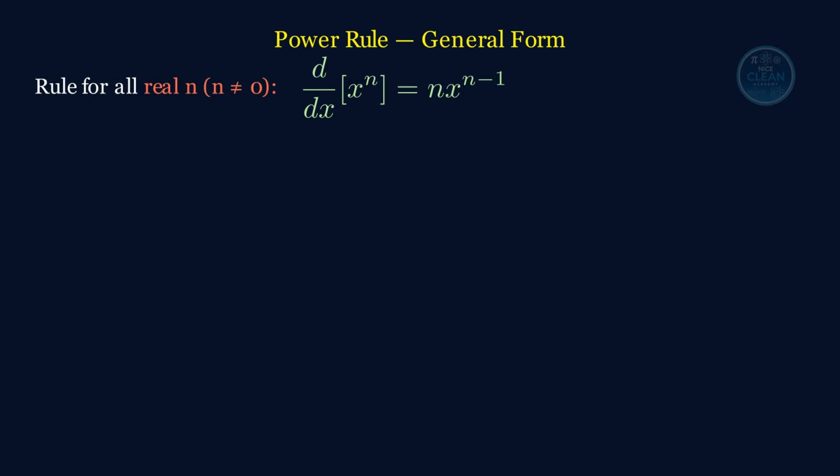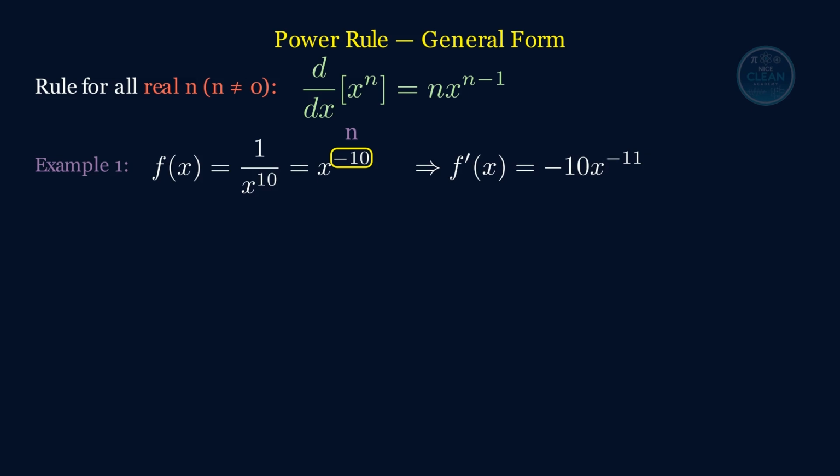All right, first example. f of x equals 1 divided by x to the power of 10. That's the same as x to the power of negative 10. Now, bring the negative 10 down front and subtract 1 from it. The derivative is negative 10 times x to the power of negative 11.